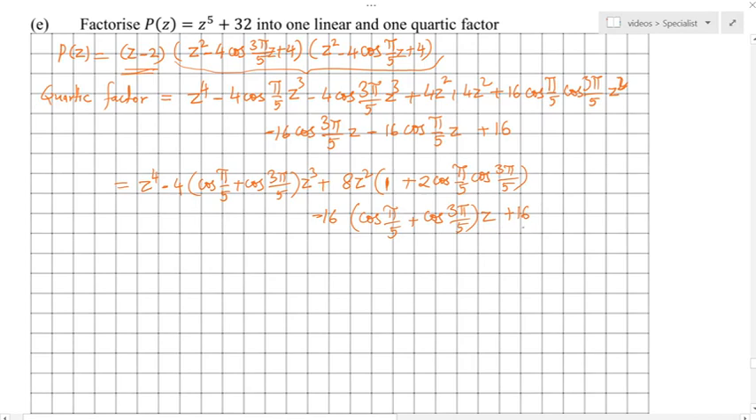The question might not specifically ask you to write it as a product, but you could write that, or you could straight away say that this is your quadratic factor, and the linear factor is z minus 2. So these are what you got there.